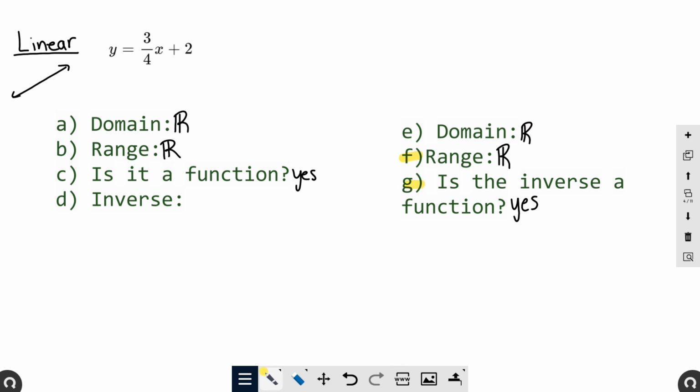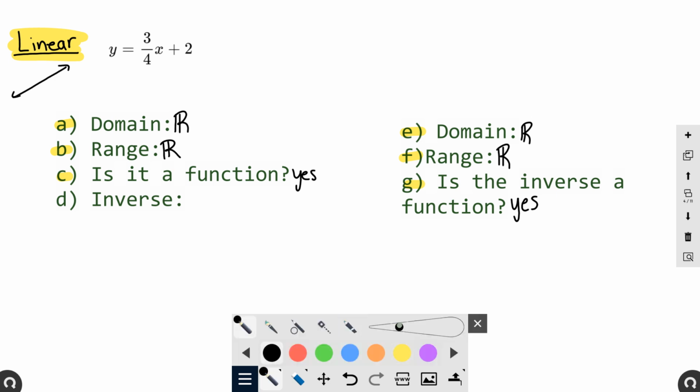These 6 things that we have answered right here are true for any linear function. So if it is linear, all real numbers for domain and range. Is it a function? Yes. Those 6 things are always the same. You have 2 of these on your homework, so you have these 6 questions already answered automatically. Okay, so let's talk about inverse.